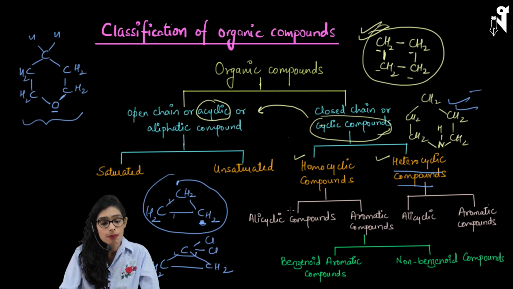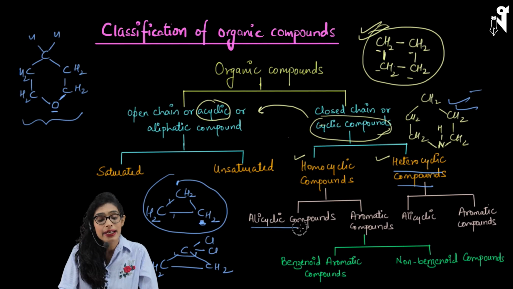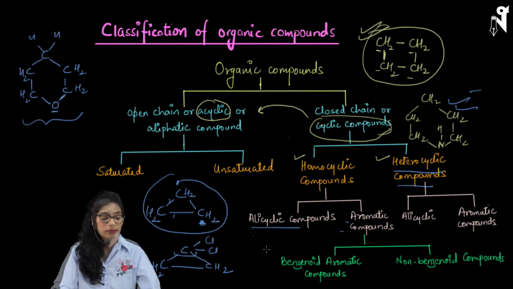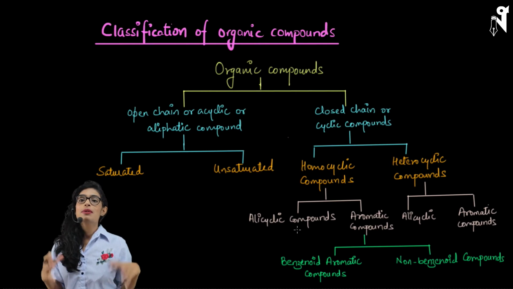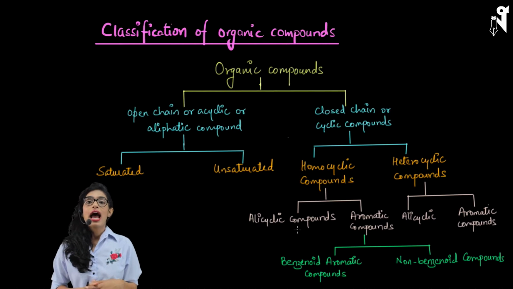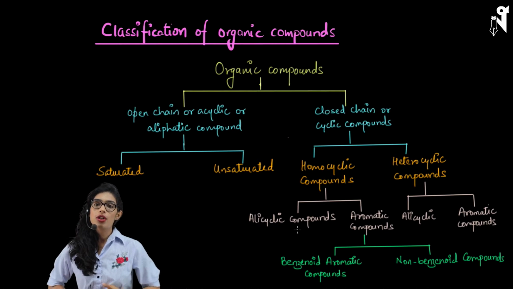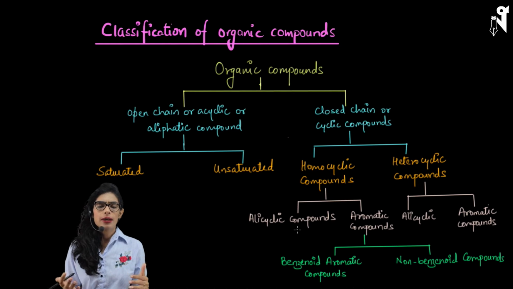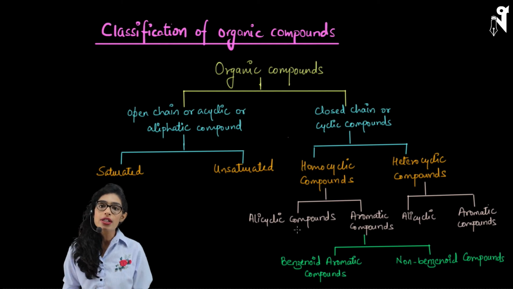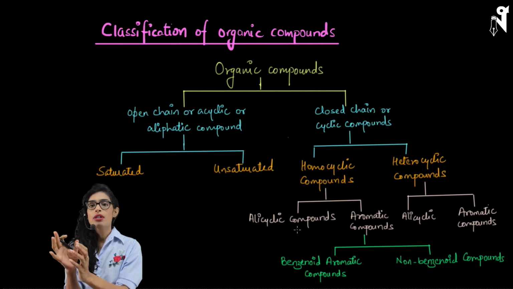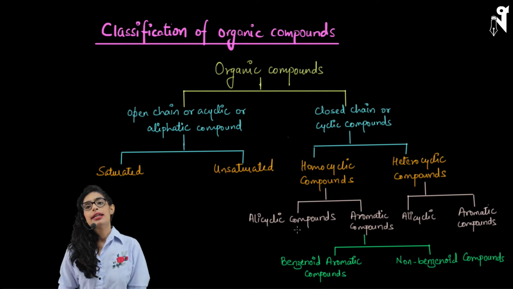Now come to the next part. Homocyclic compounds can be further divided into alicyclic compounds and aromatic compounds. Let me explain what alicyclic compounds and aromatic compounds are. Alicyclic compounds are the simple cyclic structures which are homocyclic and do not possess any specific or different kind of property or appearance. Basically, you cannot judge it just by looking at it. If you know what aromatic compounds are, you will be able to understand that if a compound is not aromatic, then it is simply an alicyclic compound.